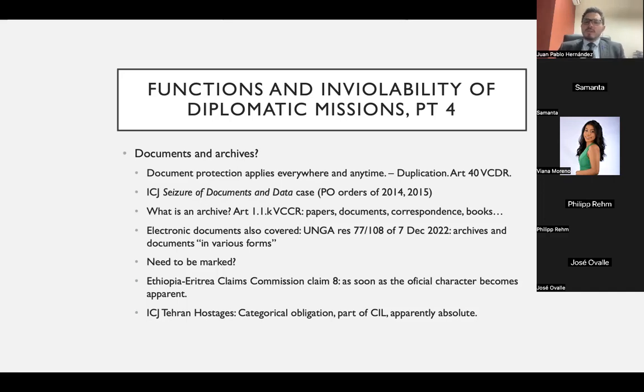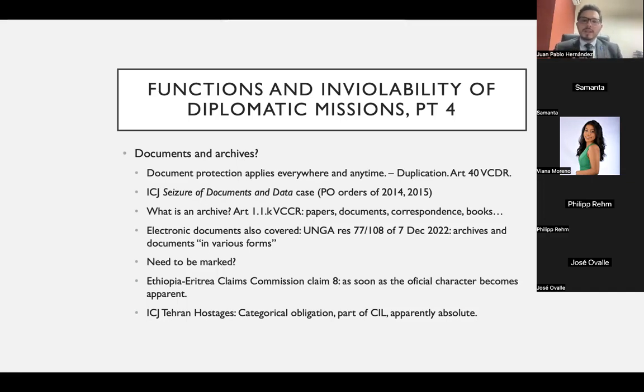So the protection of documents suffers some duplication in the Vienna Convention on Diplomatic Relations. The reason for this is that according to Article 40 of the Vienna Convention on Diplomatic Relations, document protection applies everywhere and anytime. In other words, the temporal and territorial scope of documents is very ample, is very broad. And at the same time, the Vienna Convention recognizes that the archives of the mission also are deserving of inviolability.